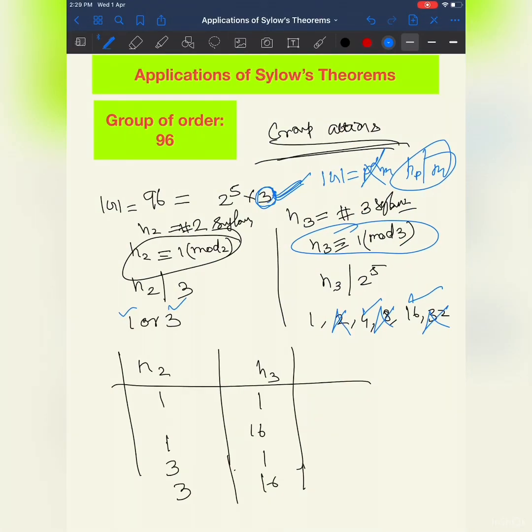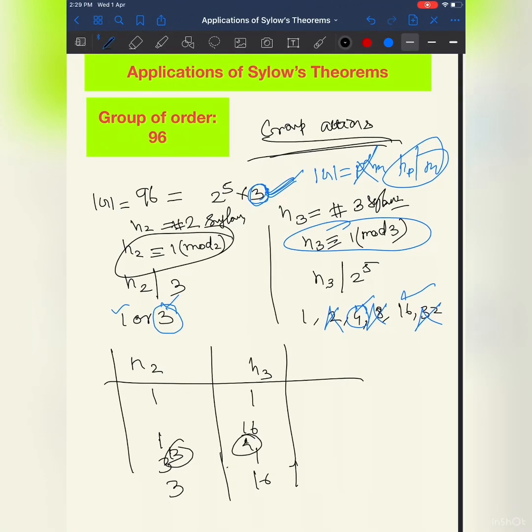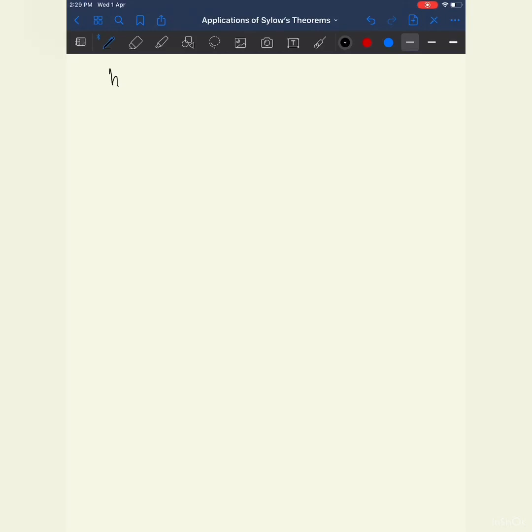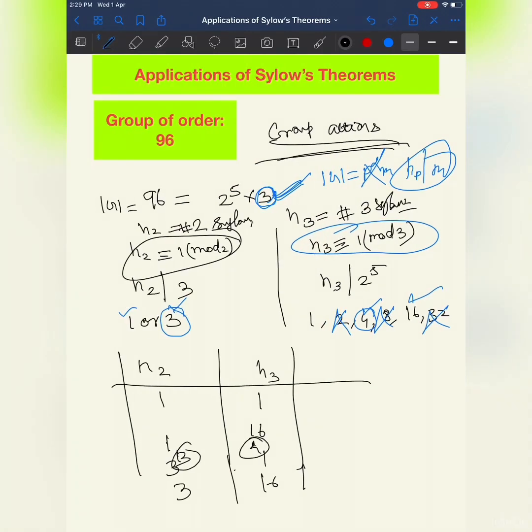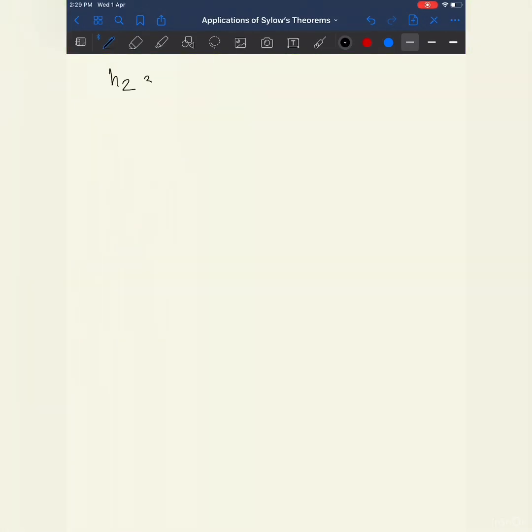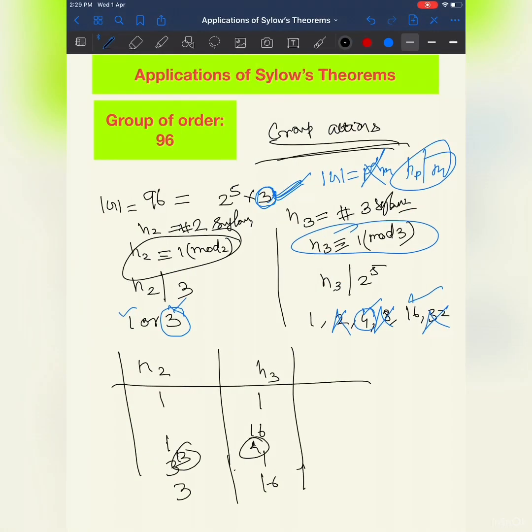Let's take the simplest possibility where the Sylow subgroups are not unique. The simplest possibility is n2 is 3 and n3 is 4. I forgot to write it. This is the simplest possibility. You will see the counting does not work. Okay, we will try to count.